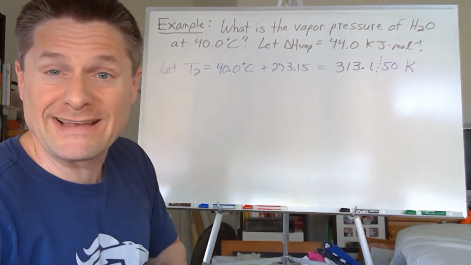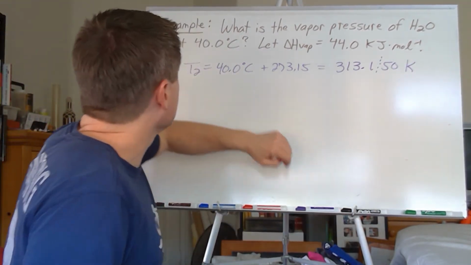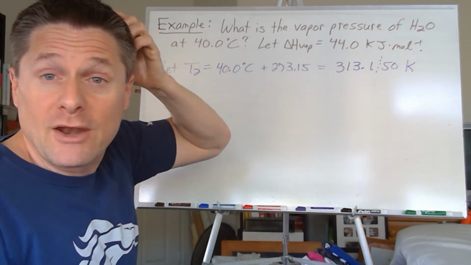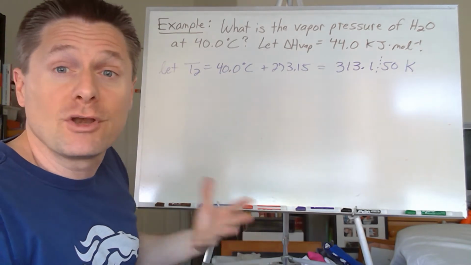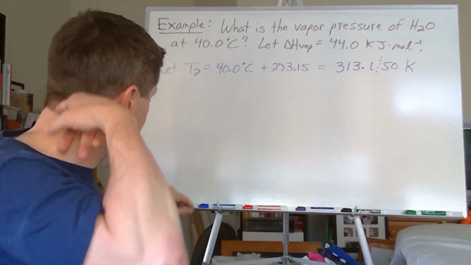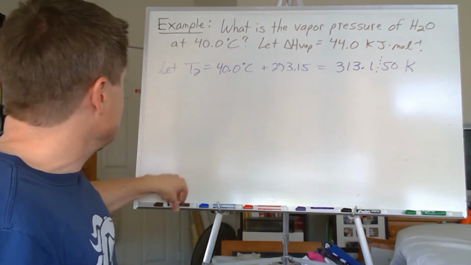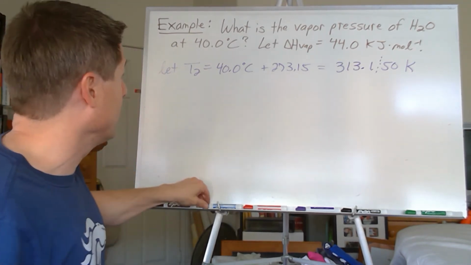Right, I'm just going to convert that to Kelvin now because I need that. Now, it didn't give us the units there, so it doesn't matter. You could do it in atmospheres, millimeters mercury, whatever you want, right? It doesn't matter. Let's do it in millimeters mercury for kicks and giggles. Now we need P2. That's what we're solving for, right?